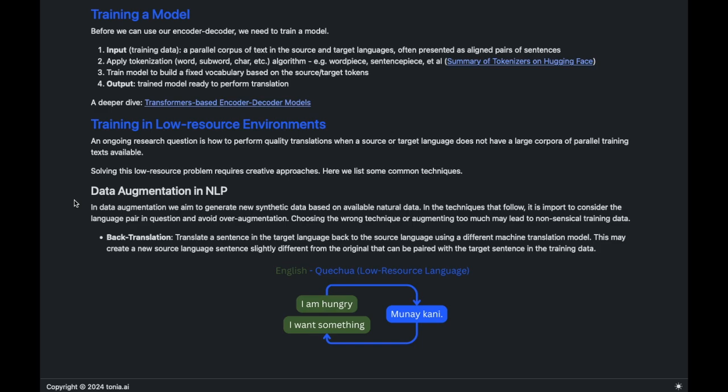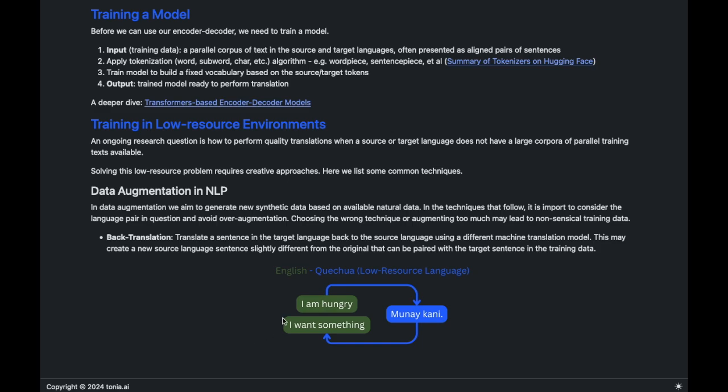So the first technique that I want to talk about is called back translation. In back translation, we translate a sentence from the source language to the target language, and then back translate from the target language to the source language, typically using a different machine translation model. So in doing so, you may create a new source language sentence that is slightly different from the original input sentence that you compare with the target sentence and augment the training data.